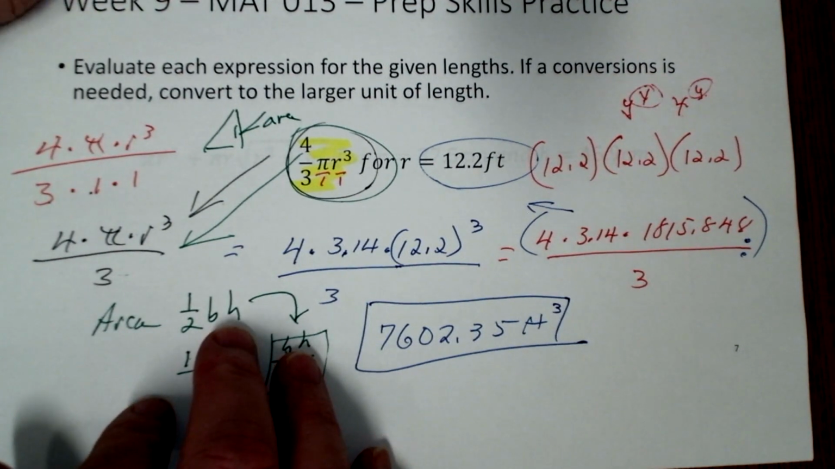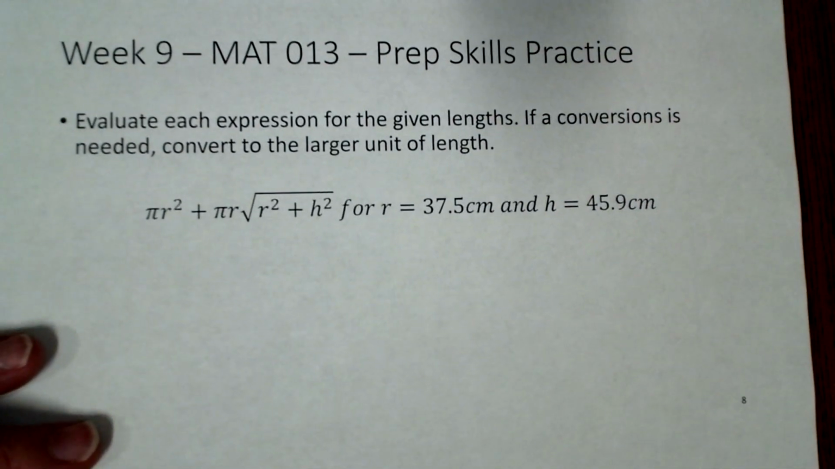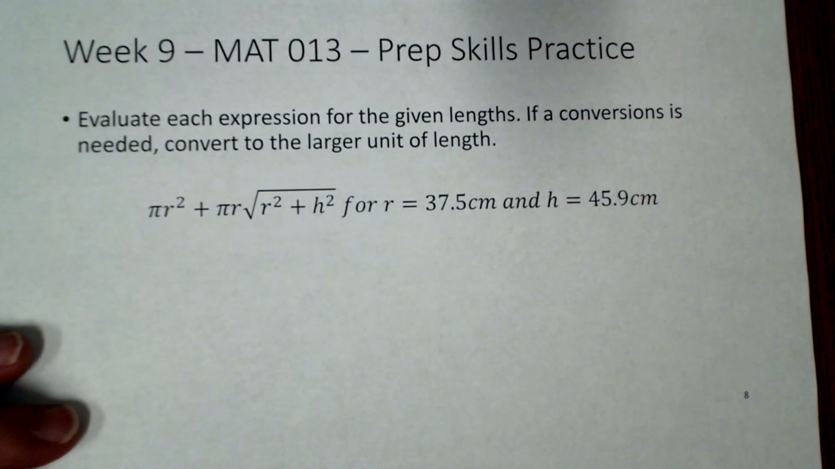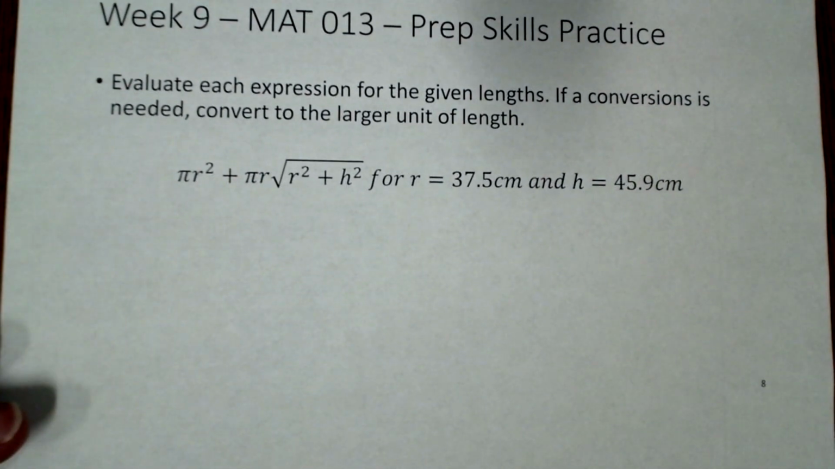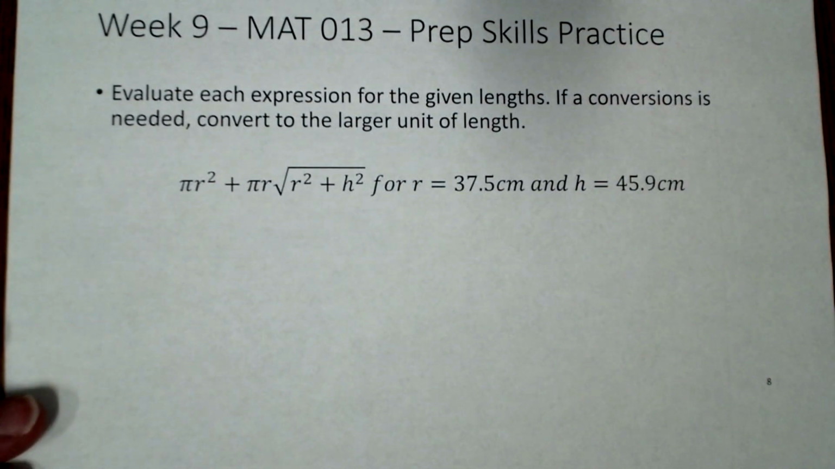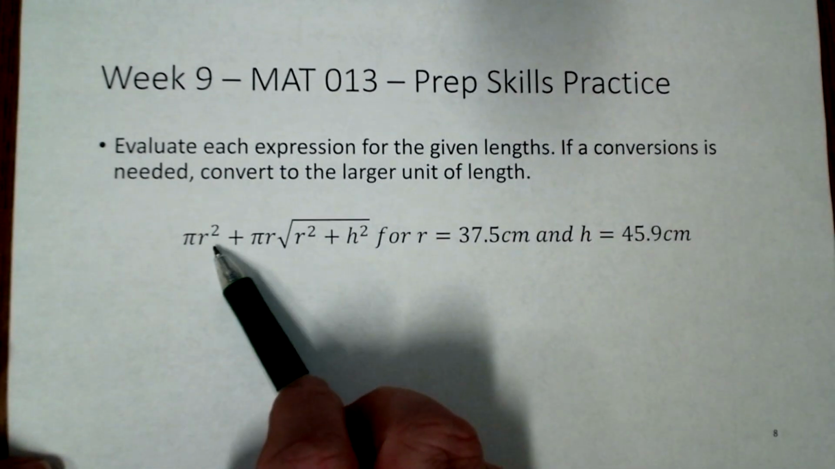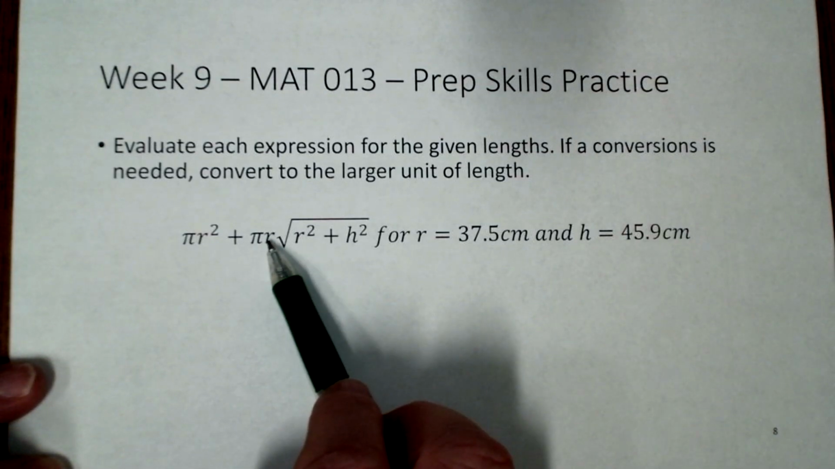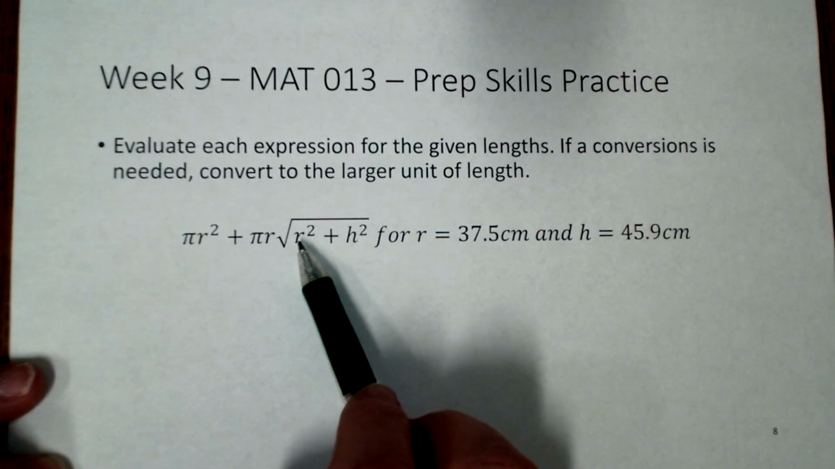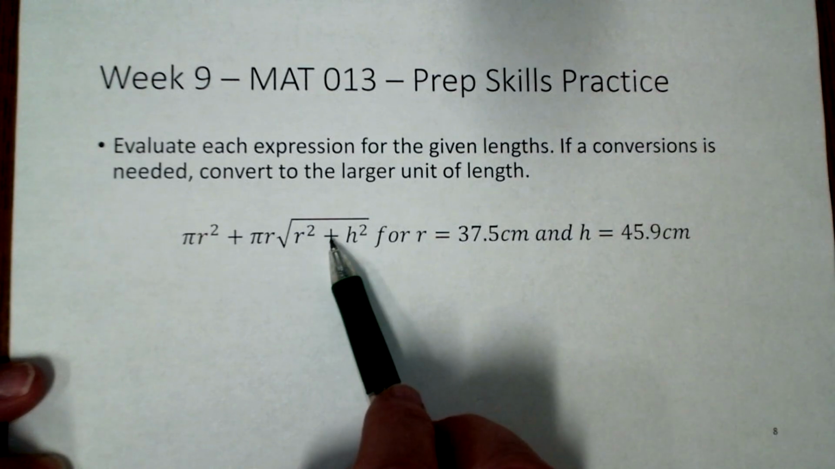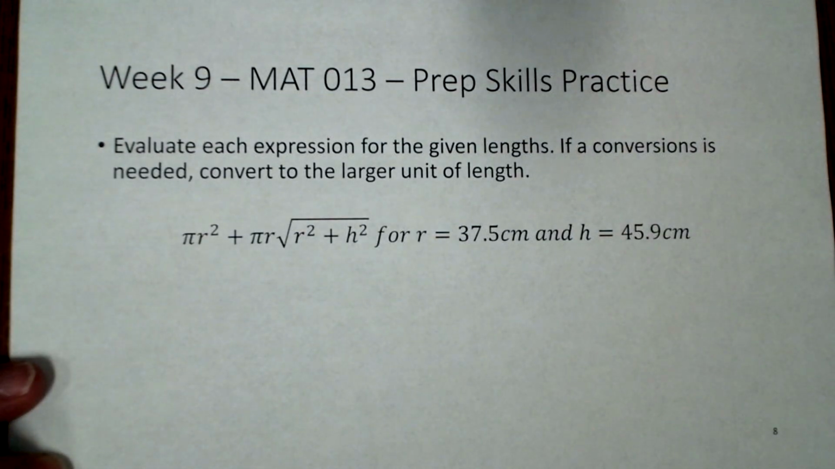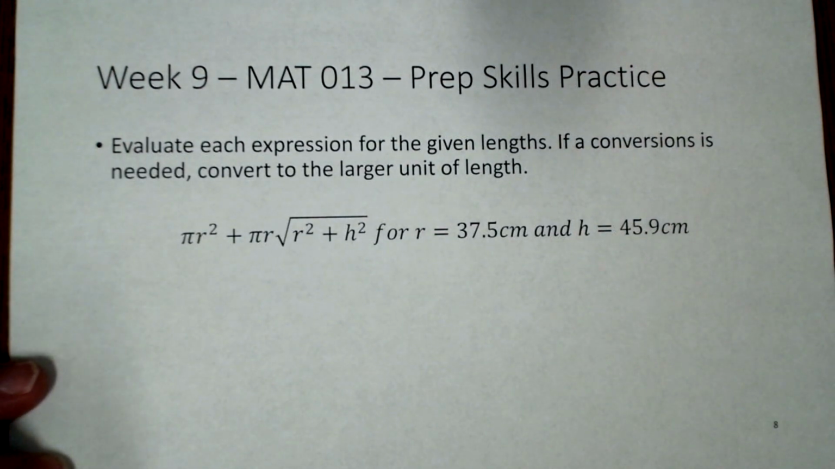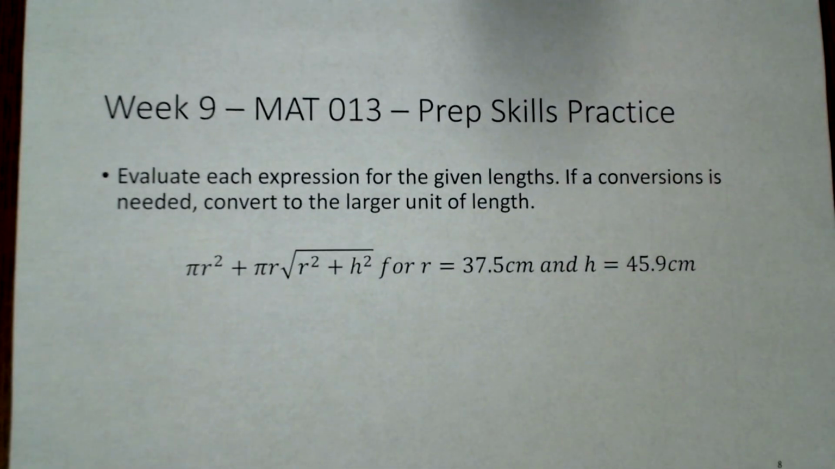All right, last problem. Last problem is going to look very scary, but it is not. It's simply order of operations. Here we got this problem. It says pi times radius squared plus pi times radius squared times the square root of r squared plus h squared. Wow. So here in this case, we're given some values.